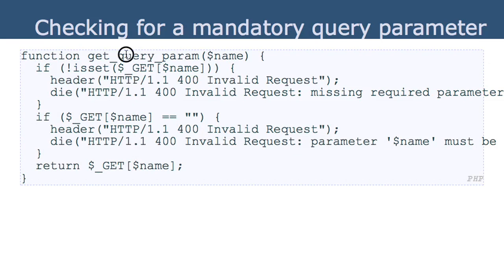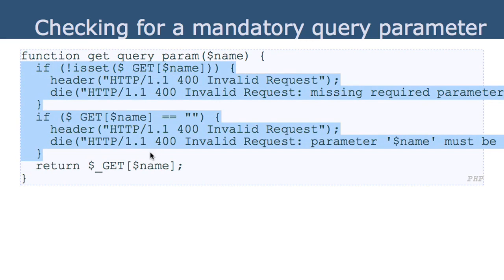We can write a function that will do this for us. If we specify the name of the parameter, we can check to see if that parameter is set. If it's not set, we'll output an invalid request. If it's set but it's empty, we'll output a different message that says a missing required parameter must be non-empty. Otherwise, we'll just return it. So rather than saying $name equals get name, we can say $name equals get query param name, and it'll automatically check that the value passed for that parameter is valid. And then assuming it is, it'll give it to us.